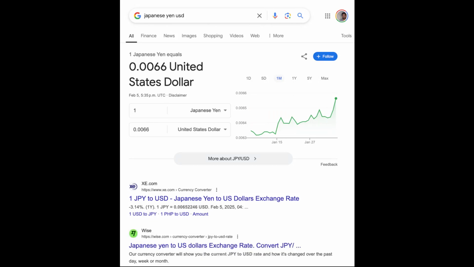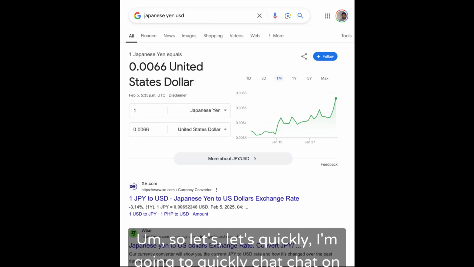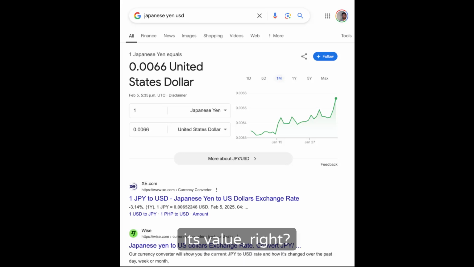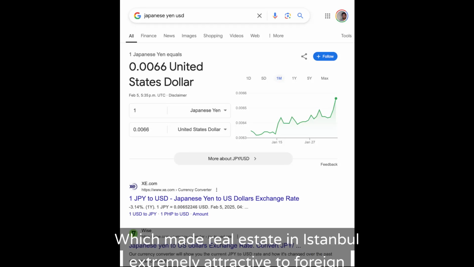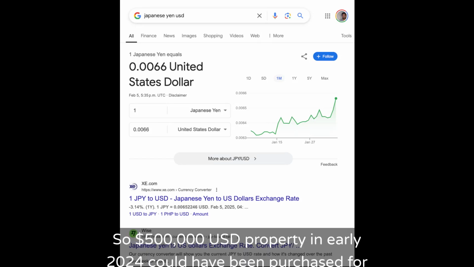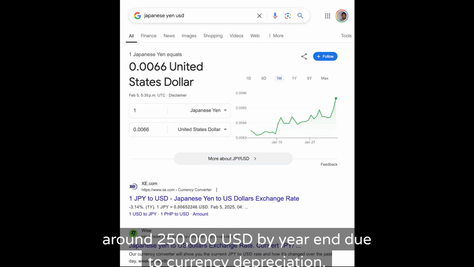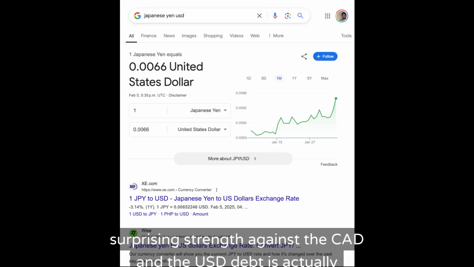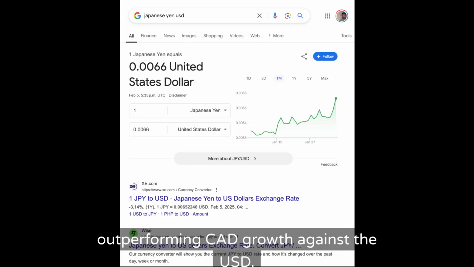So let's quickly chat on Turkey. The Turkish lira's volatility, in 2024 it lost like 50% of its value, which made real estate in Istanbul extremely attractive to foreign buyers. So a $500,000 USD property in early 2024 could have been purchased for around 250,000 USD by year end due to currency depreciation. However, in early 2025, so far this year, the lira has actually shown surprising strength against the CAD and the USD.